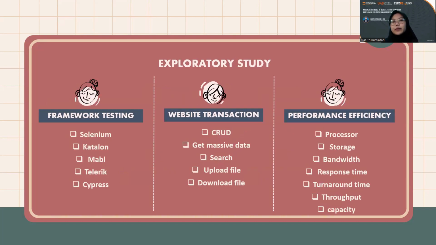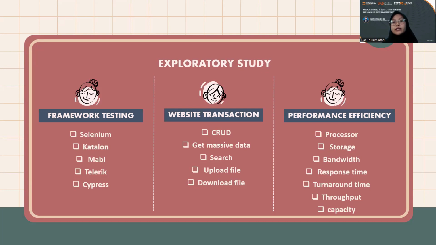Based on our exploratory study, we have some limitations in our research. The testing frameworks used in this research are Selenium, Katalon, Maple, Telerik, and Cypress. These frameworks are commonly used in industry right now, and the web transactions limited to test are CRUD, or create, read, update, delete, get massive data, when we get an amount of data like a graph or other search, we input a keyword to search something, upload file, and download file.